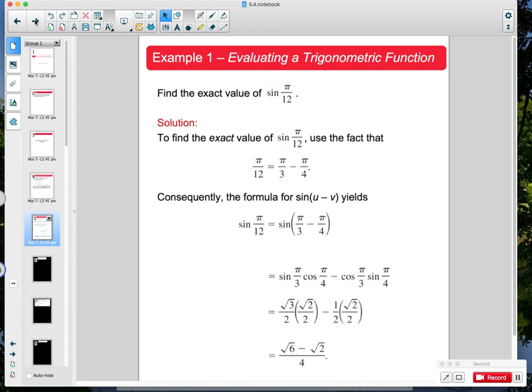So sine of pi over 12 is the sine of the difference. The sine of the difference becomes sine of the first, cosine of the second, minus cosine of the first, sine of the second. Sine of pi thirds is root 3 over 2. Cosine of pi fourths is root 2 over 2, minus cosine of pi over 3 is 1/2. Sine of pi fourths is the square root of 2 over 2. And then you multiply 2 times 2 is 4. You have root 6 minus root 2 over 4.